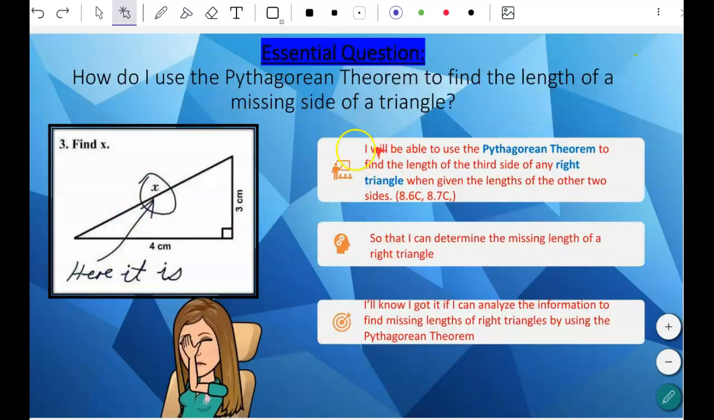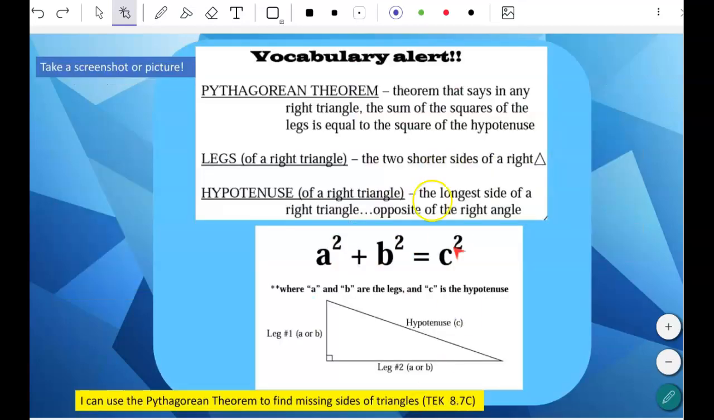So our essential question is, how do I use the Pythagorean theorem to find the length of a missing side of a triangle? I will be able to use the Pythagorean theorem to find the length of the third side of any right triangle when given the lengths of the other two sides, so that I can determine the missing length of a right triangle. I'll know I got it if I can analyze the information to find missing lengths of right triangles by using the Pythagorean theorem. All right, here we go.